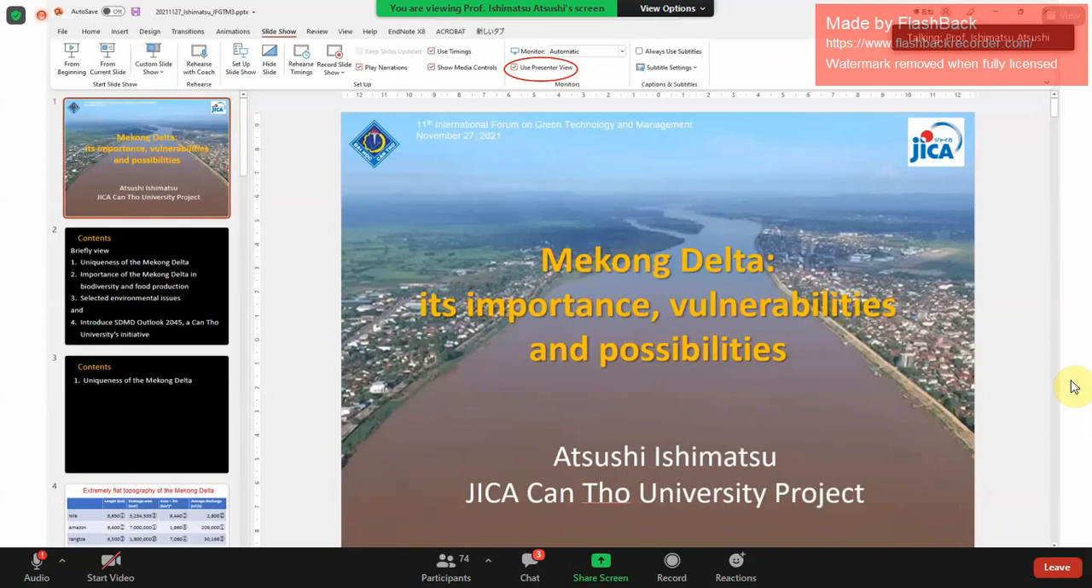Another thing is that when you give presentations, sometimes you wonder how many minutes you still have before you finish your talk. When you click here, use Presenter View. This is true only when you have two screens, okay? Your computer and a screen.